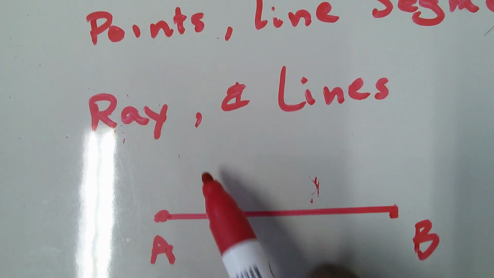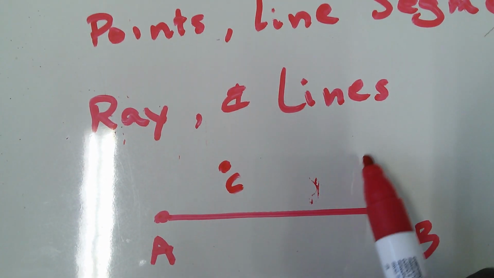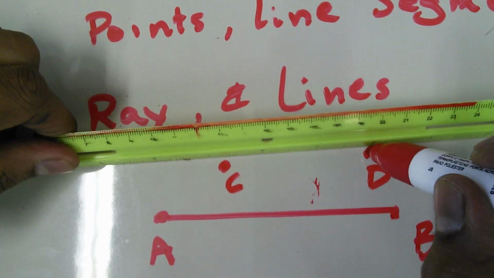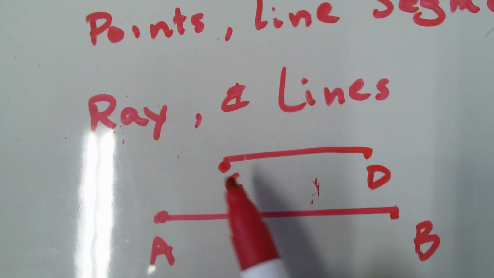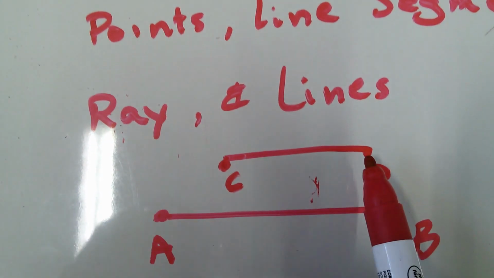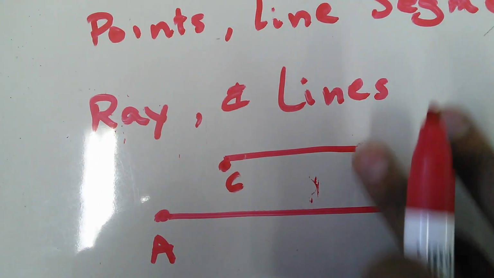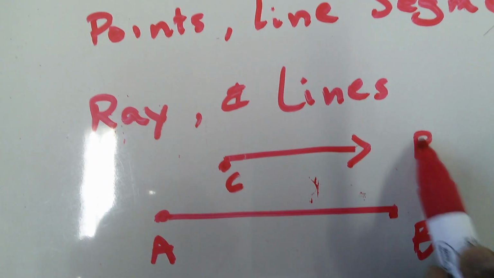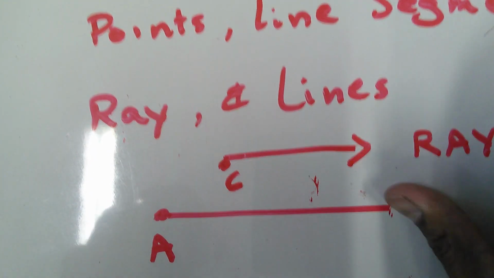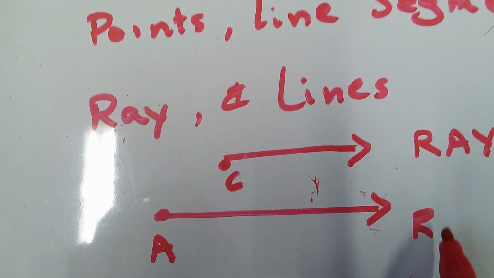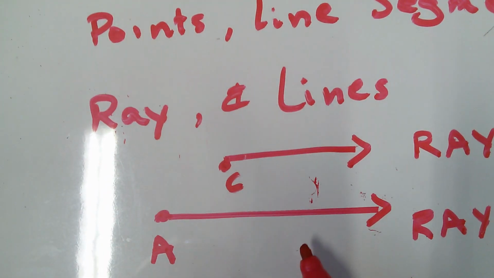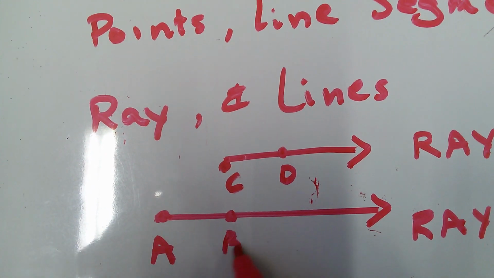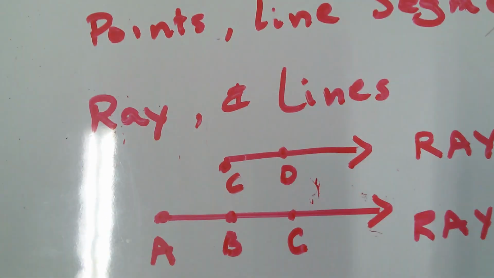Over here, we have a point C and a point D. When we connect the two, we have what's called a line segment. It starts here, stops here. It doesn't go any further. But if it does keep going in one direction, we call it a ray. And rays can have points alongside it. There might be a point here that we want to look at. There might be a point here. There might be a point here.